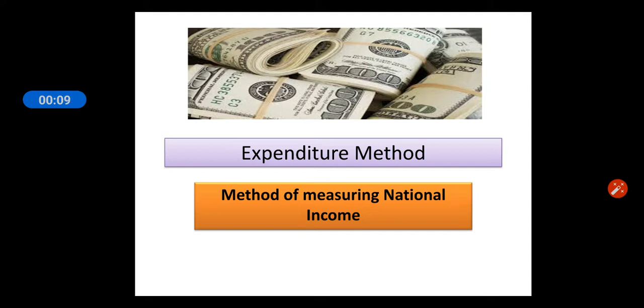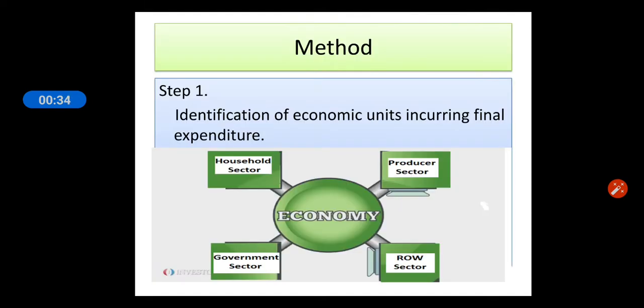In our previous class, we discussed the income method of measuring national income. Today, we will discuss the expenditure method of measuring national income. To get national income in the expenditure method, we add up the total final expenditure incurred on goods and services by all the economic units. An estimation of national income by the expenditure method involves some steps.